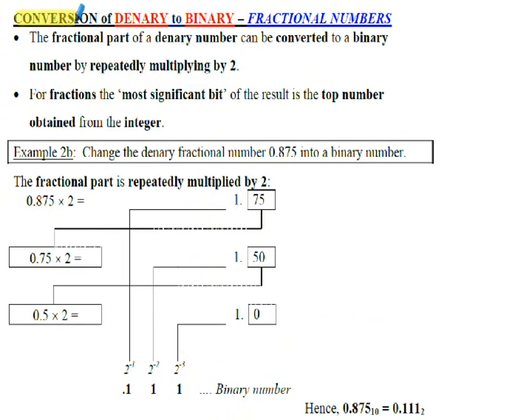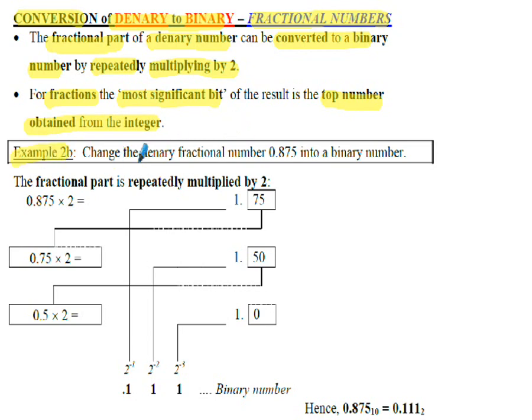So conversion of denary to binary, we're going to look at the fractional part of the number now. The fractional part of a denary number can be converted to a binary number by repeatedly multiplying by 2. So don't forget, we're looking at the fractional numbers here. In the fractional numbers we multiply by 2. So for fractions, the most significant bit of the result is the top number obtained from the integer. You'll see this illustrated in example 2b below.